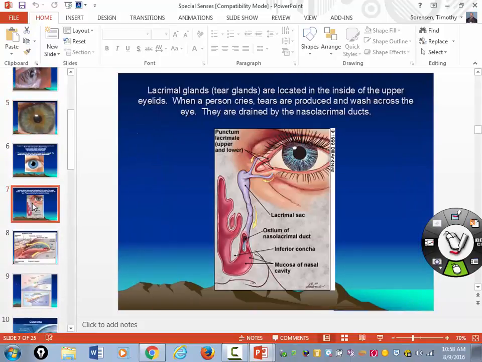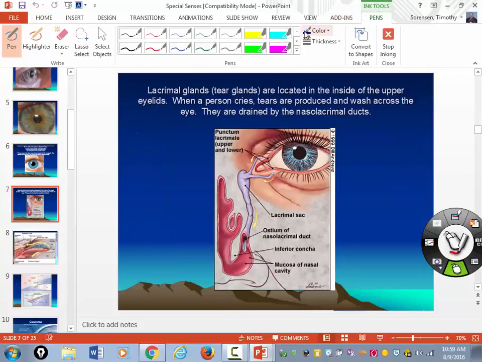All right, look. The outer part of the eye, right? You have the lacrimal gland located in the upper eyelid, and when you go boo-hoo, there are little drains that drain the tears down into the nasolacrimal duct and out your nose. The purpose of tears, I don't know why you cry when you're sad.